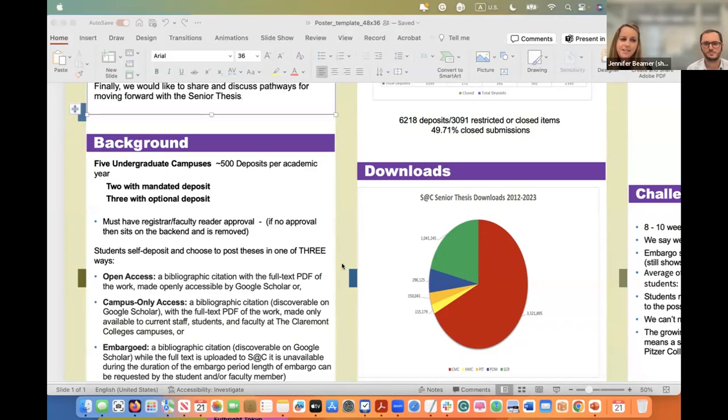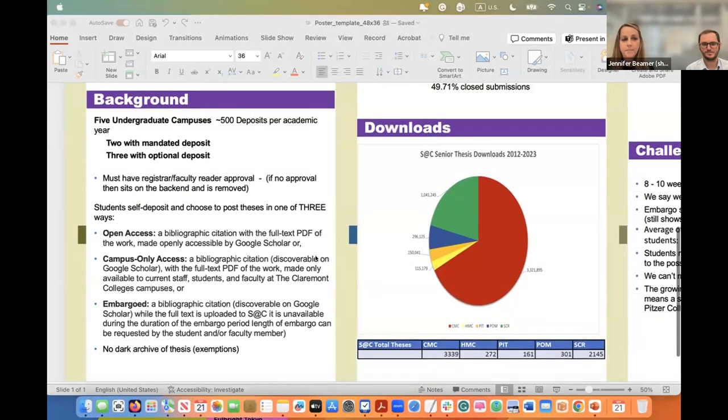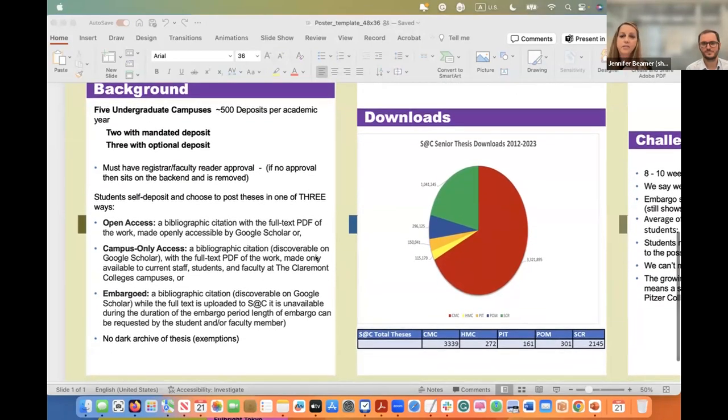However, they must have someone's approval, an adult approval, we call it, but it's really either the reader of their senior thesis, or sometimes it's the registrar, sometimes it's a department head, etc. And so students self-deposit their theses, and we have this workflow of approval based on the ways that they deposit.